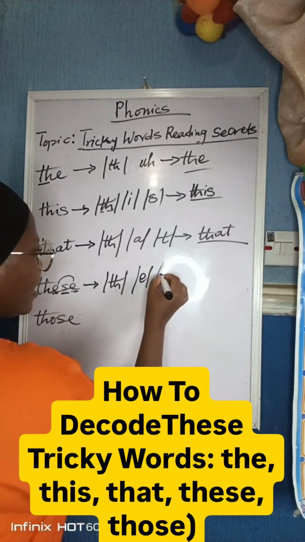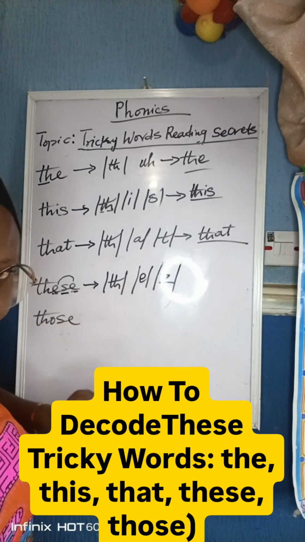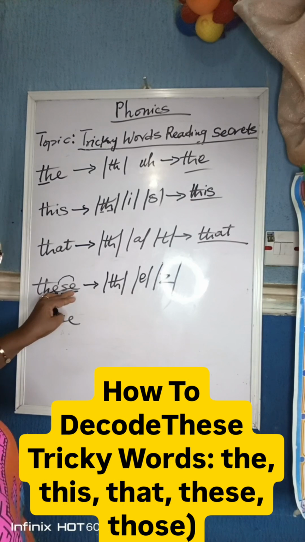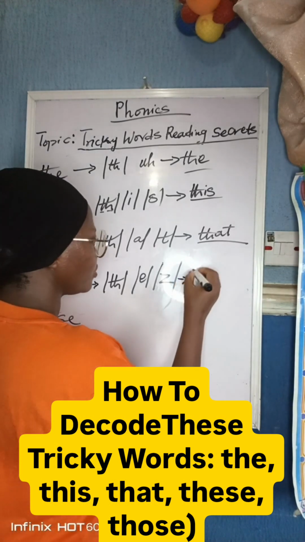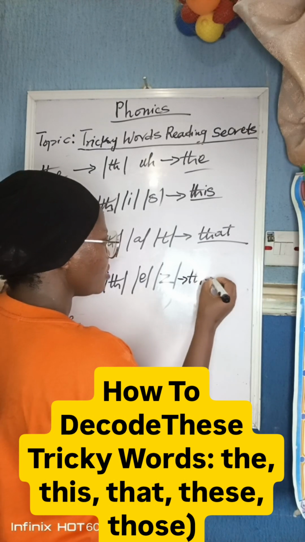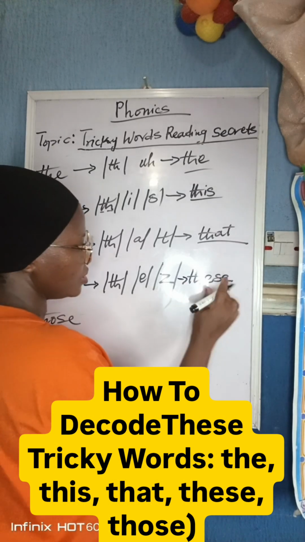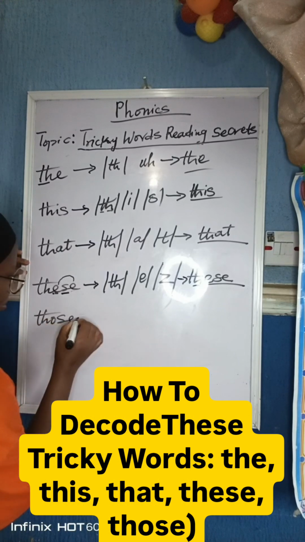Then the letter S is making the sound of the letter Z. Then the last vowel letter, letter E, remains silent. We'll now have the /iː/, /z/, these. These.